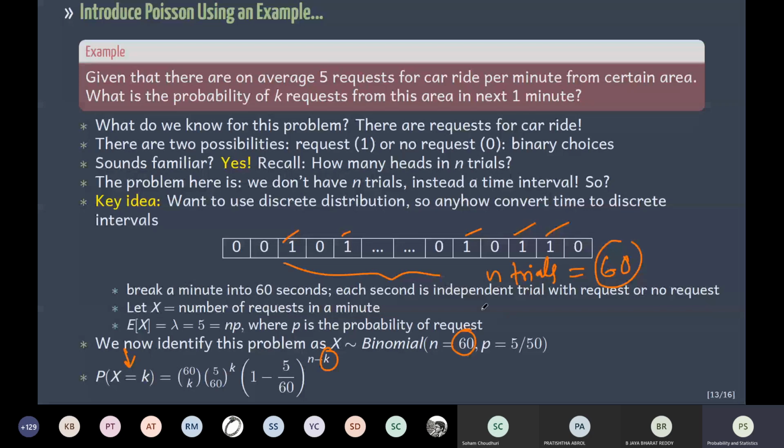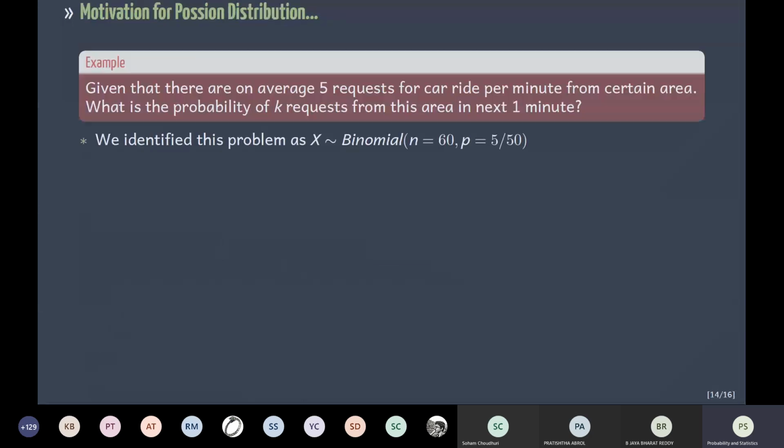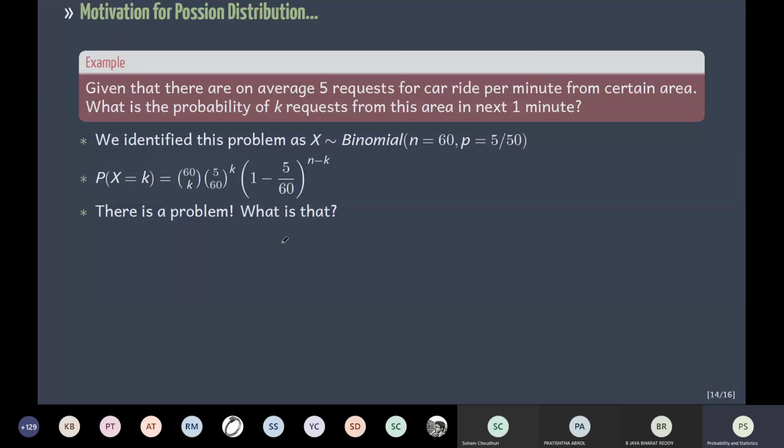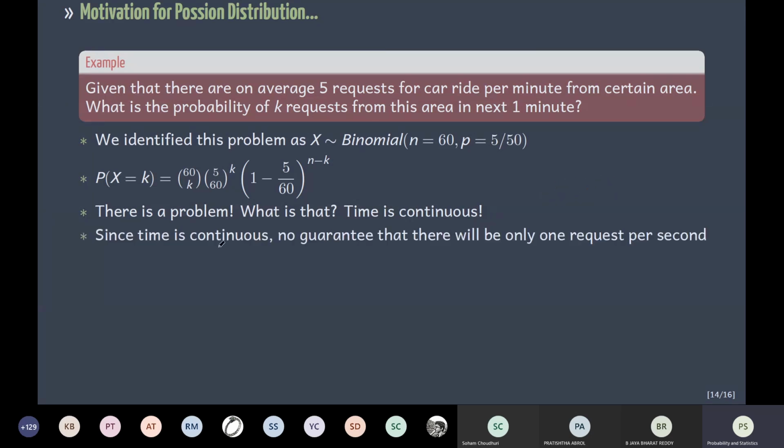restricting it to 60 bins is a problem for us, because it may happen that within 1 second I may have multiple requests, so I may want to increase the bins further. Okay, so this is what we have written so far. So there is a problem. What is that? The time is continuous, right? We cannot restrict them into 60 bins. Since time is continuous, there is no guarantee that there will be only one request per second.